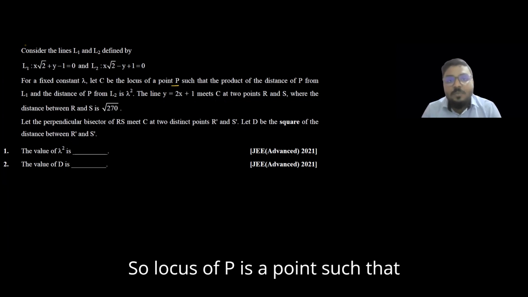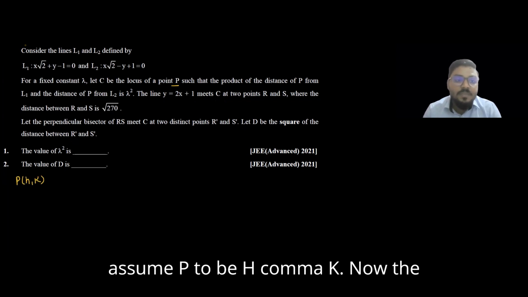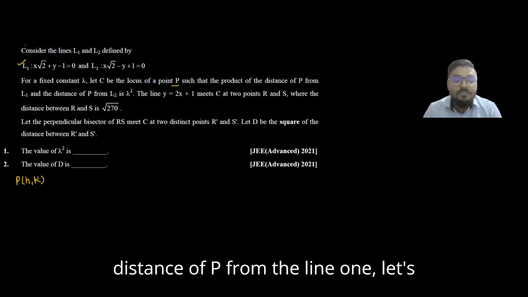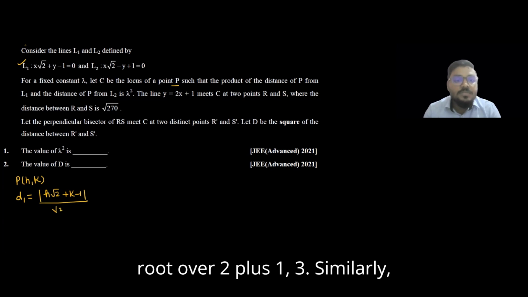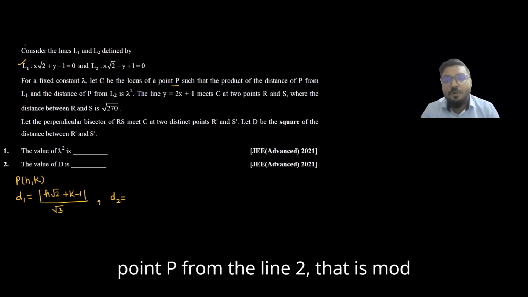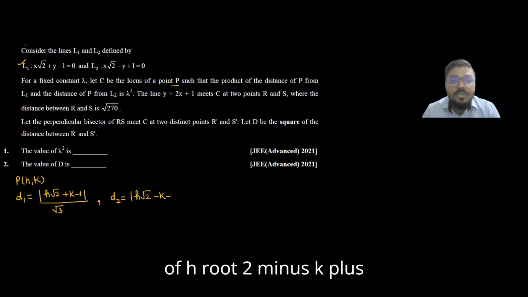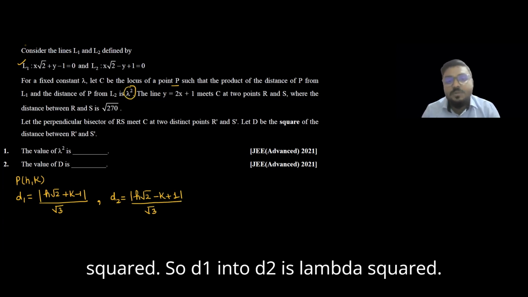So locus of P is a point such that product of distance. First of all, we will assume P to be (h, k). Now the distance of P from the line 1, let's say D1. So D1 is |h root 2 plus k minus 1| divided by root 3. Similarly, D2 is the distance I am assuming of the point P from the line 2. That is mod of h root 2 minus k plus 1 divided by root 3. Now their product is given as lambda square. So D1 into D2 is lambda square.